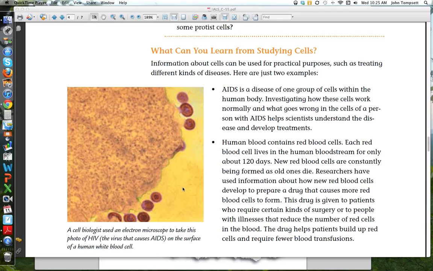Over here on the left-hand side, you can see a picture that has the caption underneath. A cell biologist used an electron microscope to take this photo of HIV, the virus that causes AIDS, on the surface of a human white blood cell.